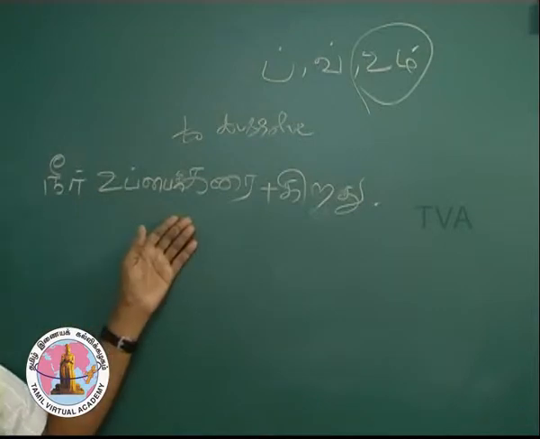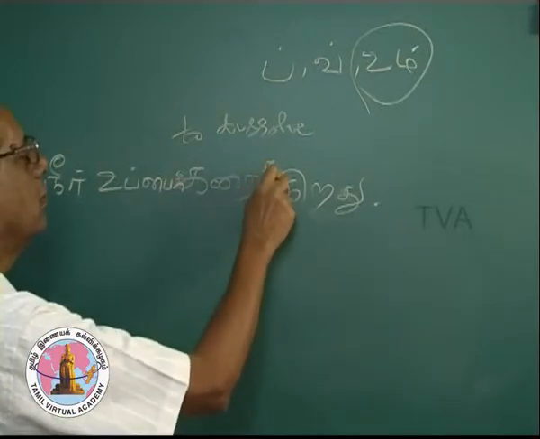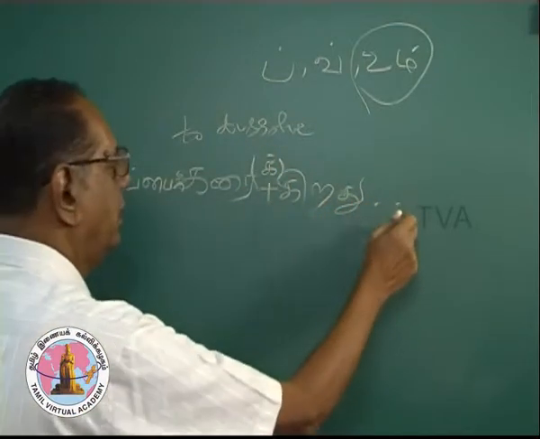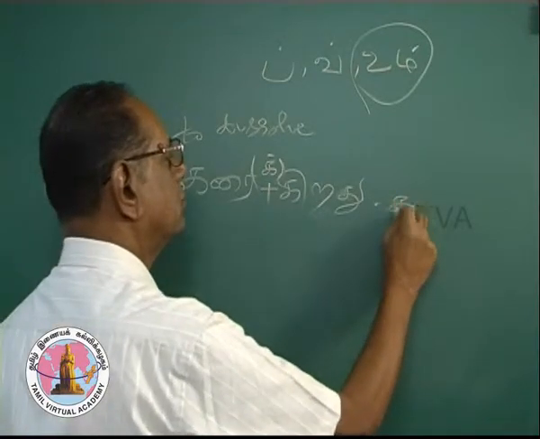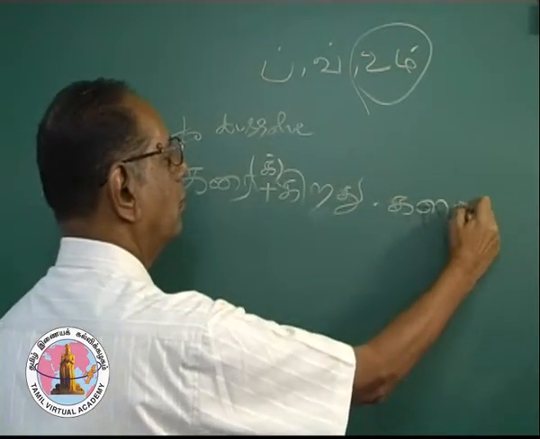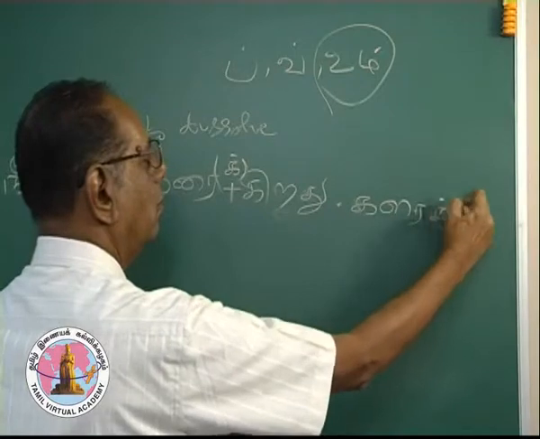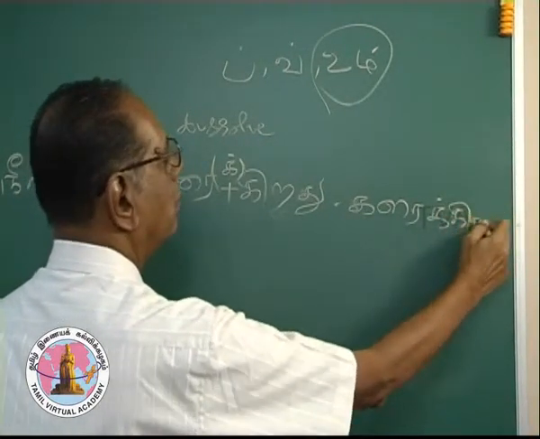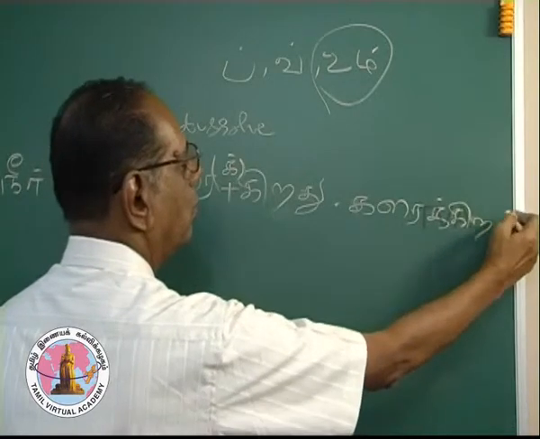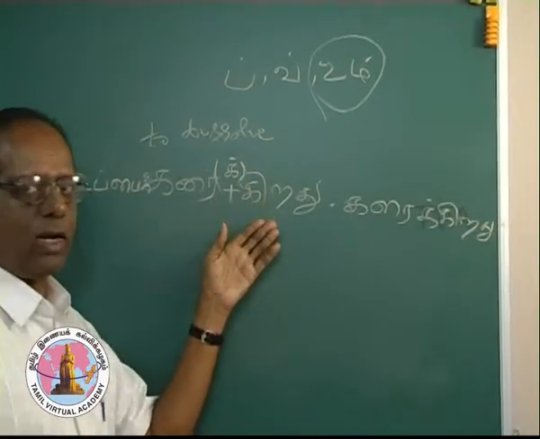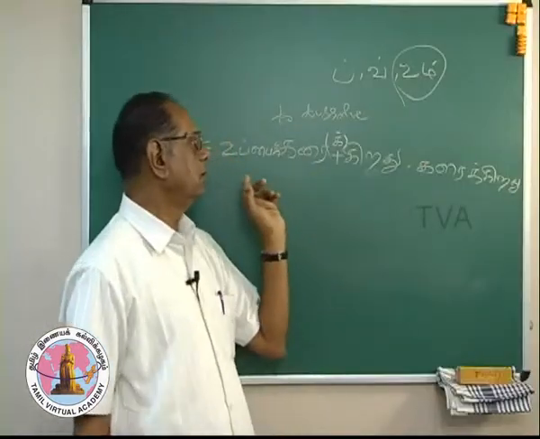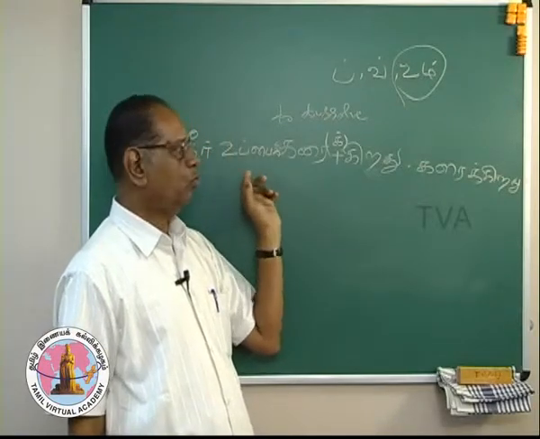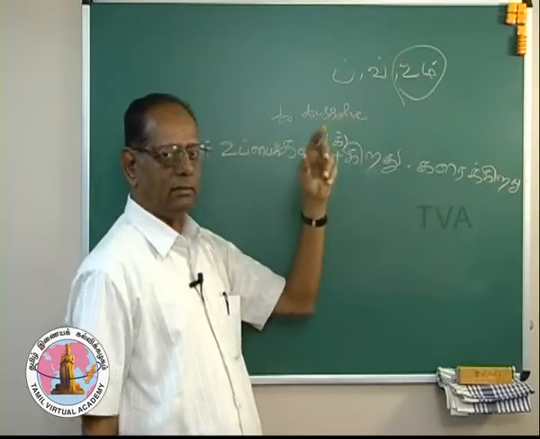neer uppai கரைக்கிறது. Hiru is the present tense marker. It gets doubled. நீர் உப்பை கரைக்கிறது.